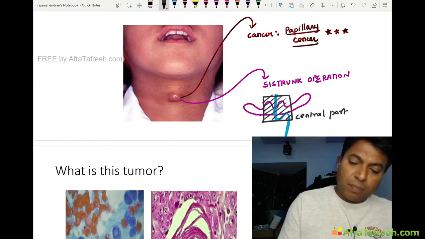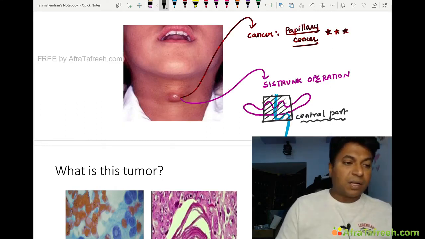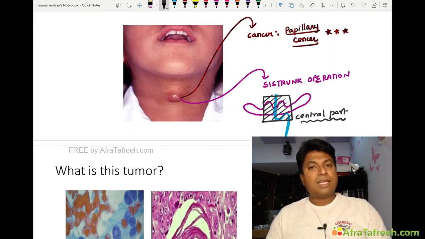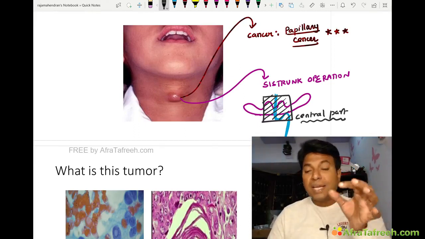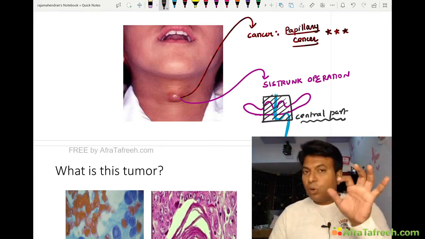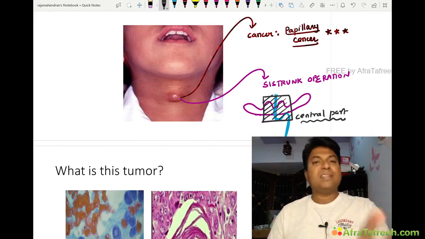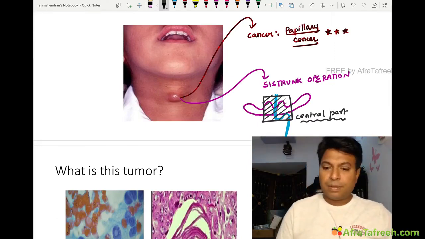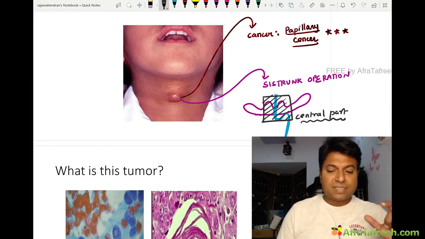In cyst trunk operation, I will cut the central part of hyoid bone. So the central part of hyoid bone should be cut. That only is known as cyst trunk. If you don't cut the central part of hyoid bone, it is not known as cyst trunk at all. So in cyst trunk operation, the central part of hyoid bone should be cut.